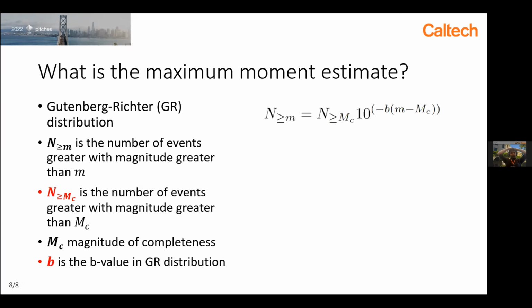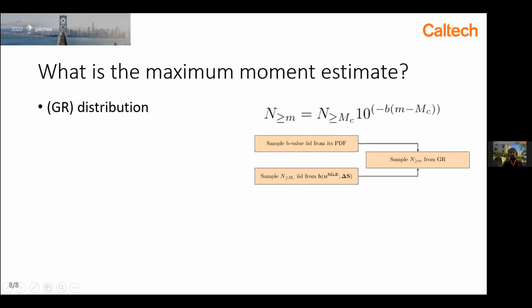Another interesting question that we are really interested to answer is, what is the maximum moment estimate? To do this, some people use the Gutenberg-Richter distribution, but here we have a challenge: because we want to do a forecast for the future, for example, up to 2030, we don't know the total number of events. We also don't know the exact value of the B value. So we have to use a strategy.